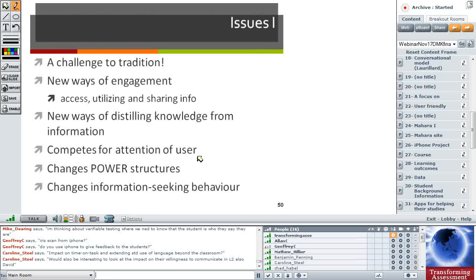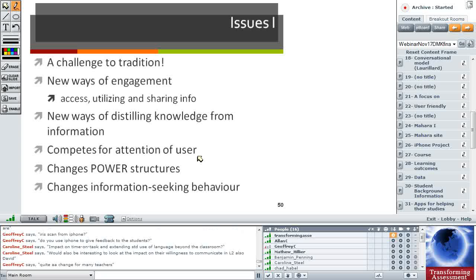What we have found is it does change the information-seeking behavior of the students. Once the phones are in the room and the students have access to them in and out of classes, they are much more willing to actually use the devices to look up information instead of relying on the teacher as the ultimate source of information.